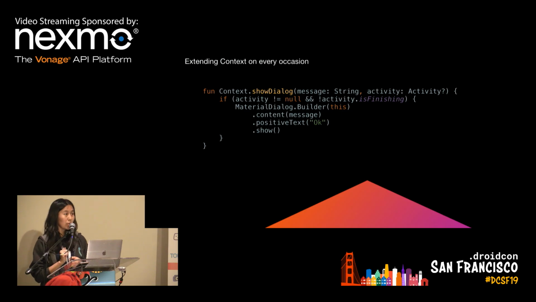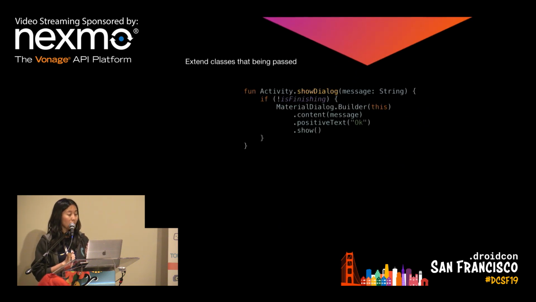Another case is when we try to draw something, some kind of view, and we extend the context again. This is an example of what I saw too, when we try to display a dialogue and we extend the context. We think, oh, it's cool, the activity is taking care of that, we check if the activity is not null, and if the activity is not finishing, we display the dialogue. But it's better to just extend the Activity, because that way you have access to the context itself and also to the window manager that is responsible for drawing a dialogue for you.